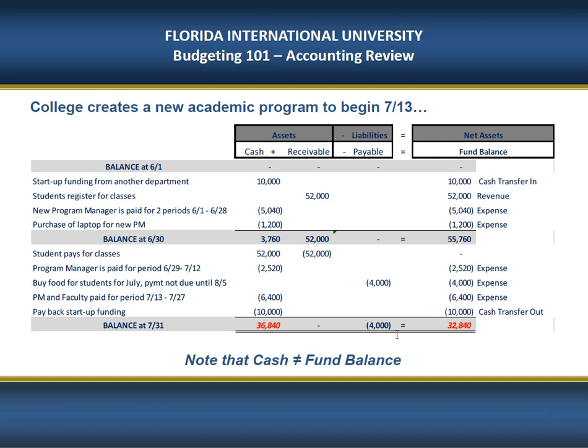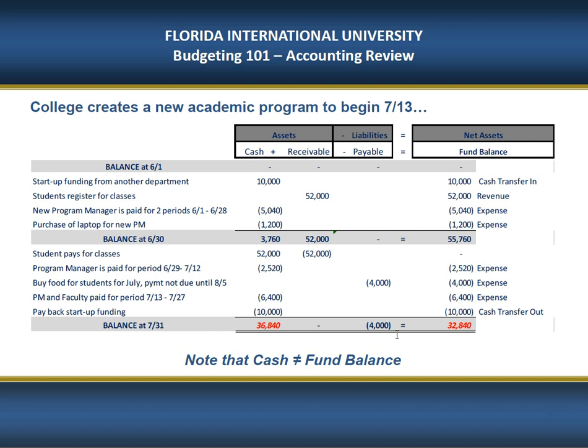So at the end of July, our cash balance is $36,840. We do not have a receivables balance. We collected all the pending receivables. We still have $4,000 due to our food vendor, so we have a payable for $4,000. The sum of those two, or the net of those two, is the fund balance of $32,840.